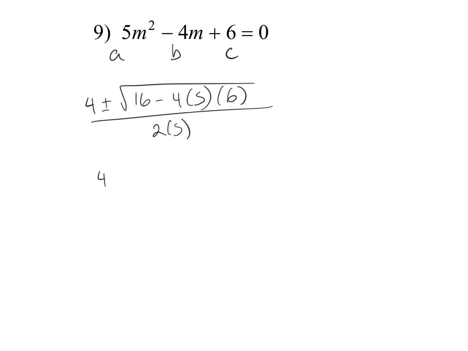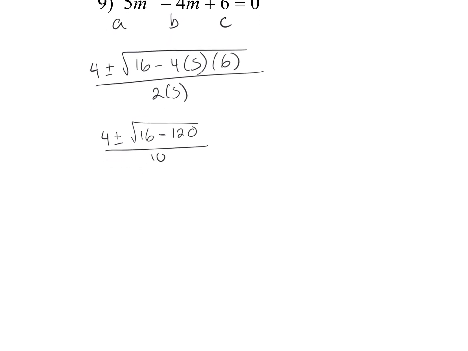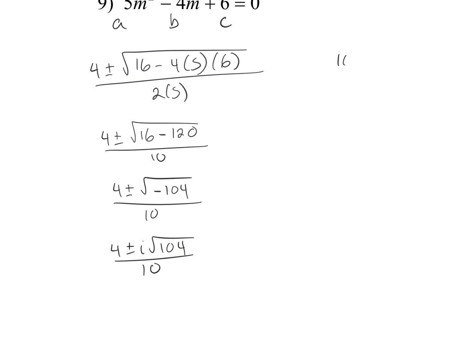This is going to become 4 plus or minus the square root of 16 minus 120 over 10. This is 4 plus or minus the square root of negative 104 over 10. I can take out the i, and then I need to figure out what 104 could possibly simplify to. So 104, I'm going to start with 2. It's 2 and 52, and then 2 again, 2 and 26, 2 again, 2 and 13. Now 13 is prime, so I'm going to stop there.